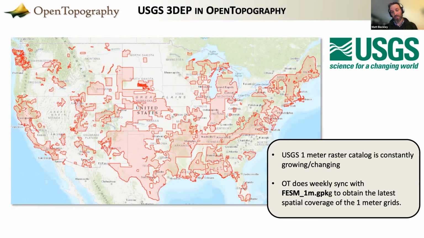This isn't an issue for the 1 arcsecond and 1/3 arcsecond because those spatial bounds are fixed. It's all of the US, in some cases for the 1 arcsecond, all of North America. But for the 1 meter, we have to do this dynamic check. So we're downloading that GeoPackage nightly to make sure we're up to date.